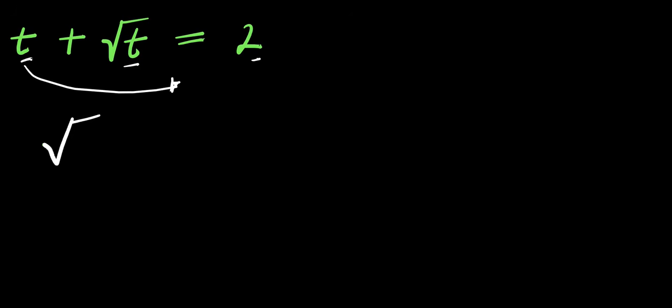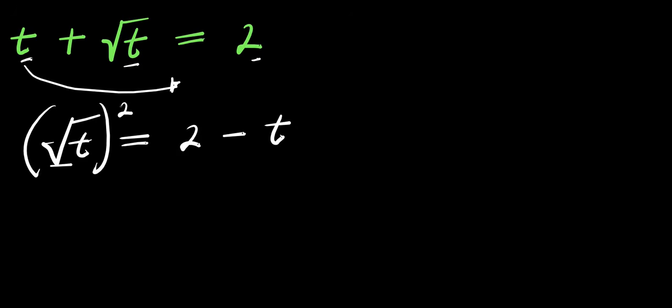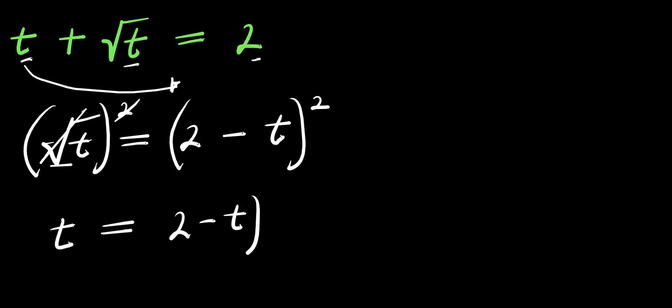We have root t equals 2 minus t. The square root here, I take the squares of both sides of this equation. From here, this cancels this. I have t equals 2 minus t times 2 minus t.